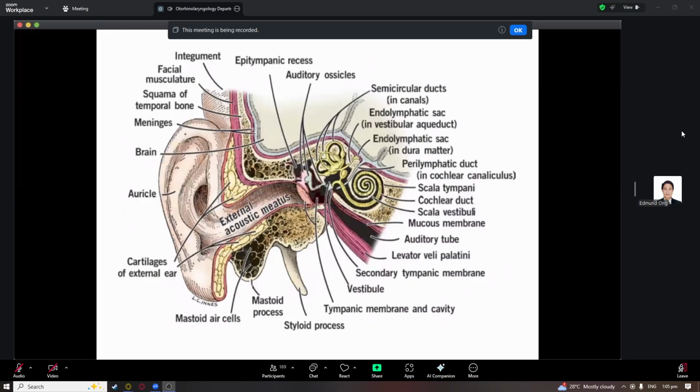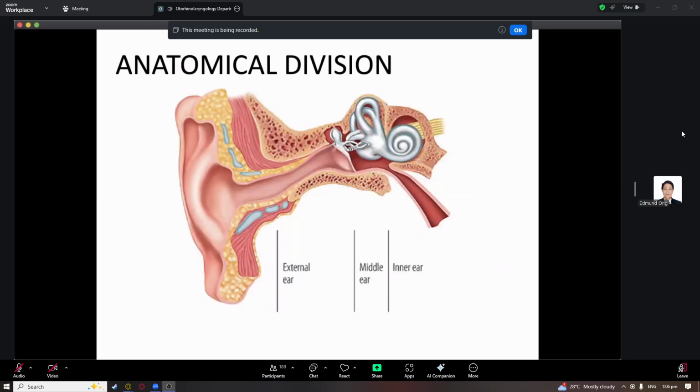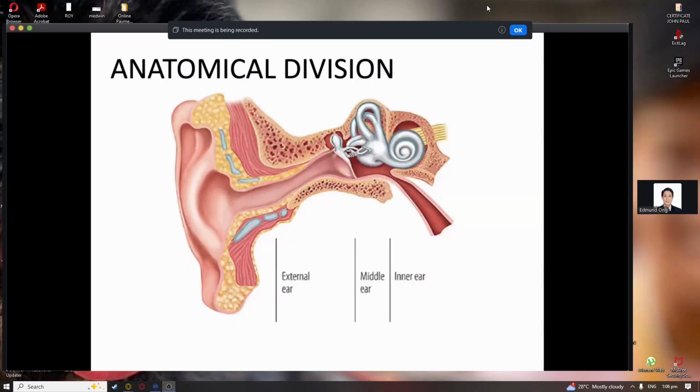Okay, you can just go back to it. Next slide. Again, the anatomical division: it is subdivided into external ear, middle ear, and of course your inner ear. So we will be talking about the external ear. Next slide.